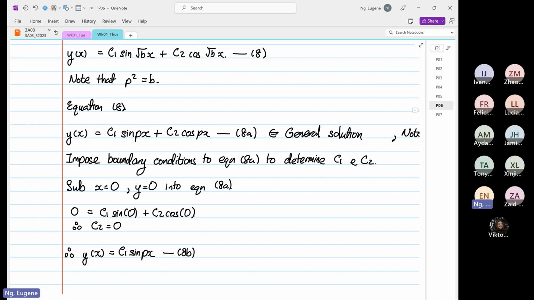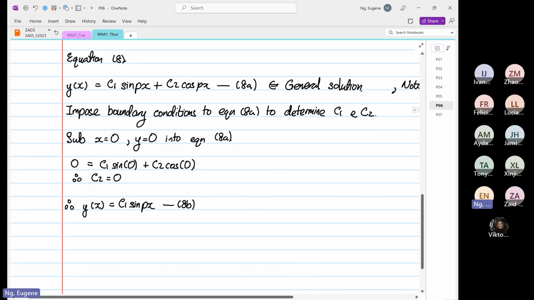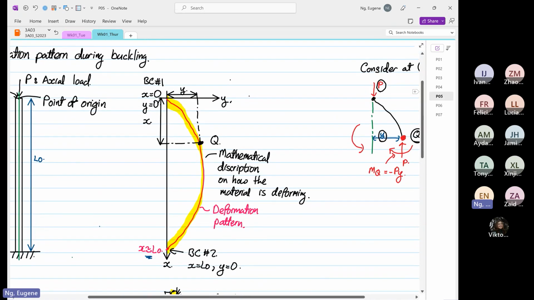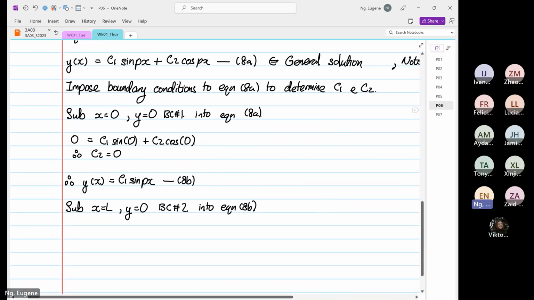Then the next thing we are going to do is substitute. This is from boundary condition number 1. Now we substitute when x is equal to L, y is equal to 0, which is boundary condition number 2, into equation 8b. Boundary condition 1: x is equal to 0, y is equal to 0. Boundary condition 2: x is equal to L, y is equal to 0. I'll just use the term L.